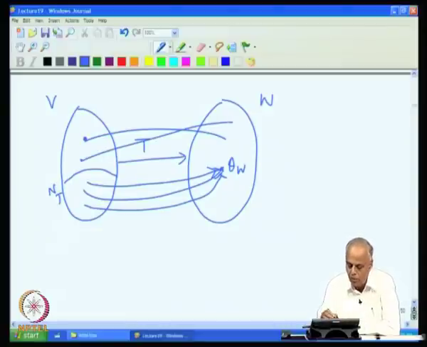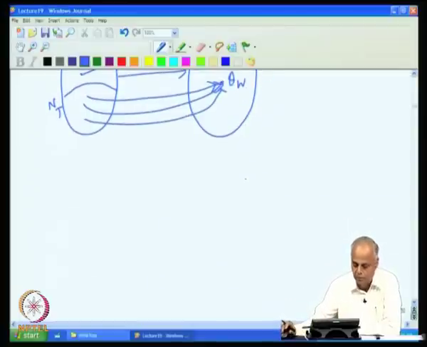So, now therefore, we see theta w is one focal point, and there may be other focal points. That means, there will be other points in W where the image of a vector in V may come and fall. We collect all these focal points.